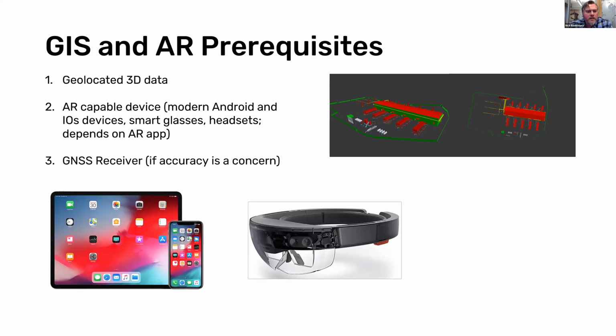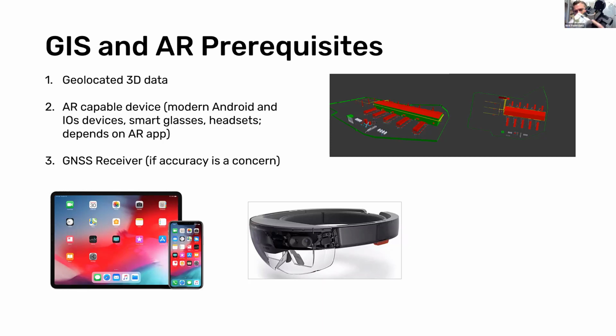And then thirdly, some sort of GNSS/GPS receiver, if accuracy is a concern, which I assume it is for this group, because a lot of what we discuss is the accuracy of the data. Obviously, your data accuracy is going to be variable. Just because your GPS is good doesn't mean you're going to succeed at everything you're doing.